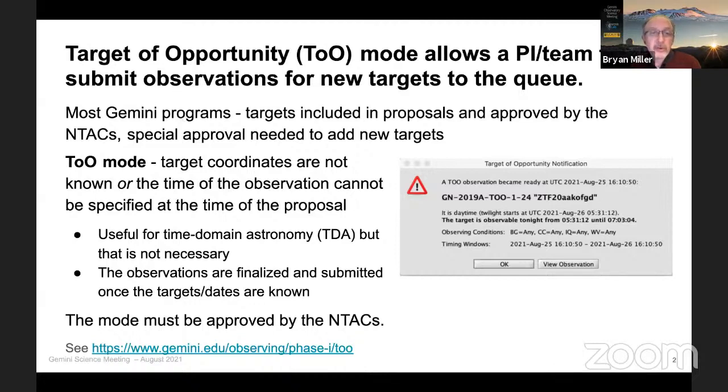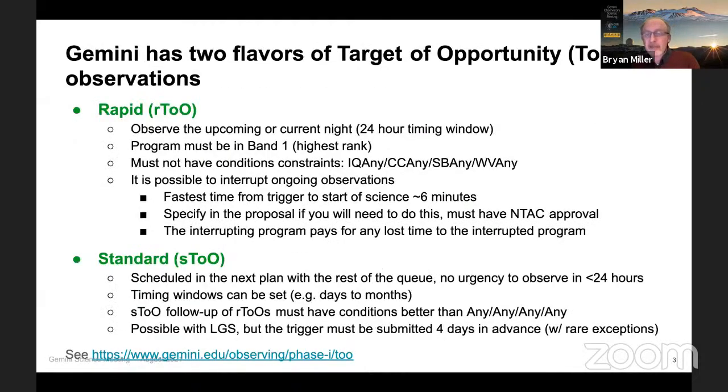So I will go through the two main flavors of target of opportunity observations. One are the rapids, which have to be observed in the next 24 hours, usually for that night or the night that's coming up. Because these are high priority observations, they usually need to be put in band 1, the highest ranking band, and they can't have any condition constraints. If there are any condition constraints, the chance of being able to observe at any given moment would be very, very low. It is possible to interrupt ongoing observations.